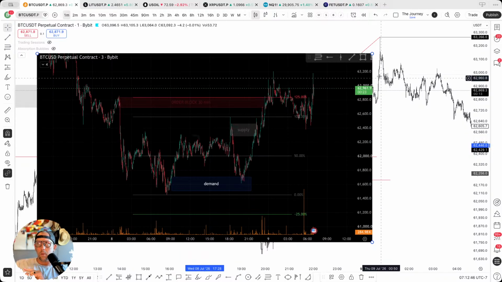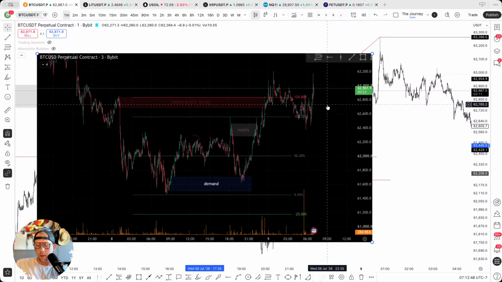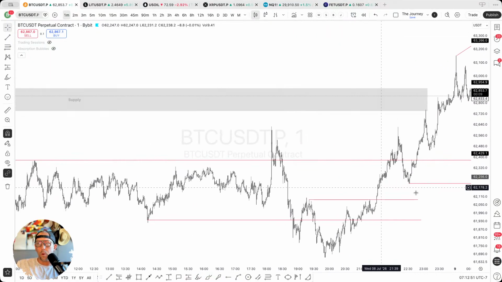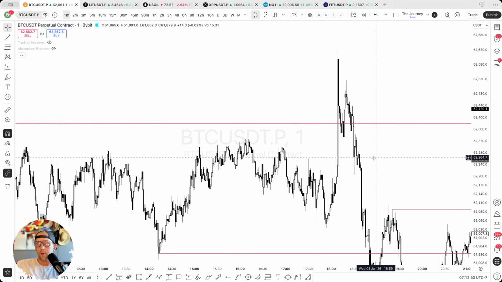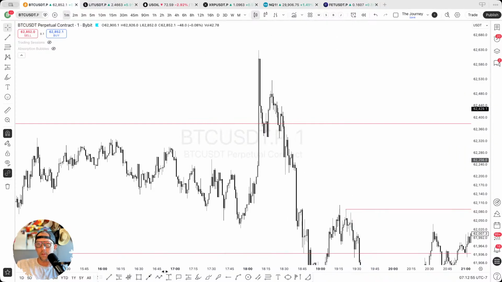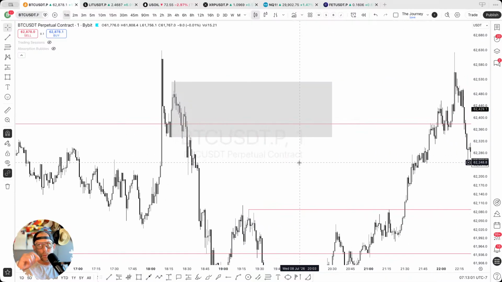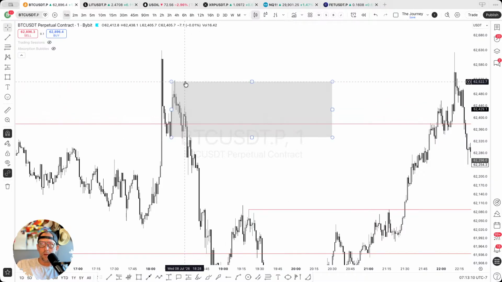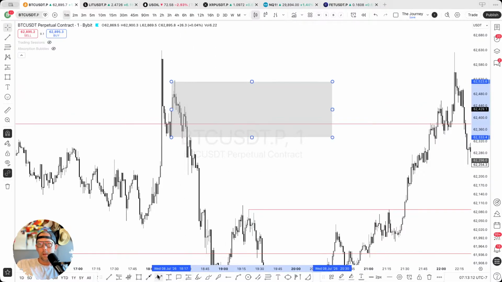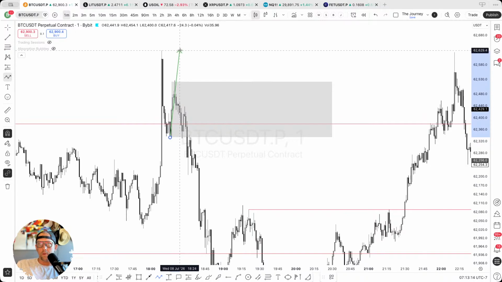Okay, your other one that you have marked as supply, I mean, listen, it works sometimes, right? Like, it works sometimes when you see it form this way. But this does not meet the actual rules for supply, because you're using internal market structure here. So in order for this to have been supply, this high would have needed to take this high.